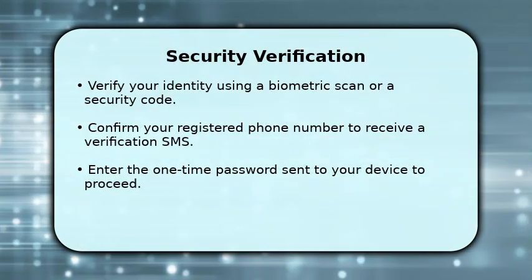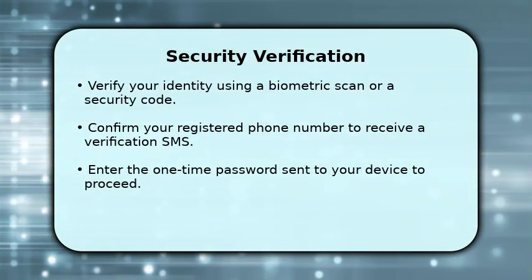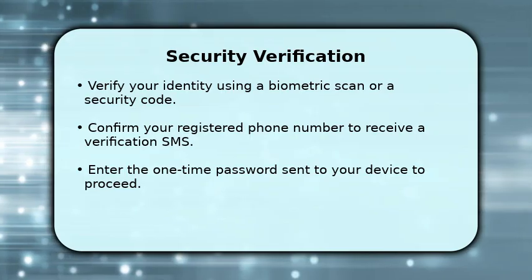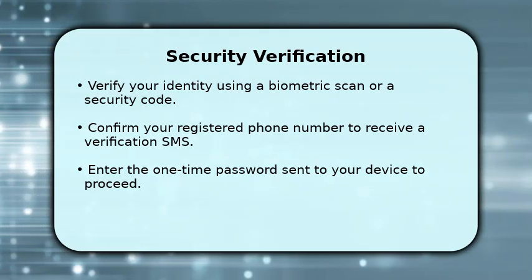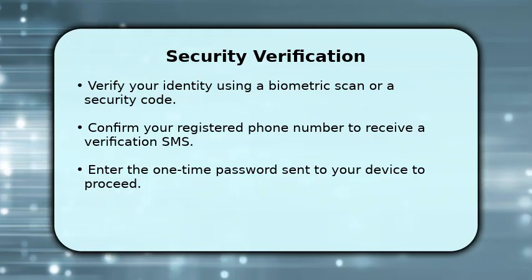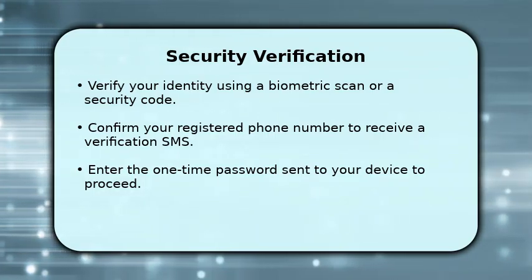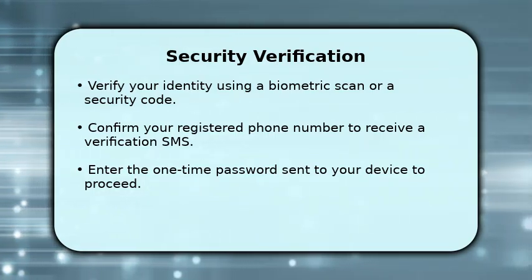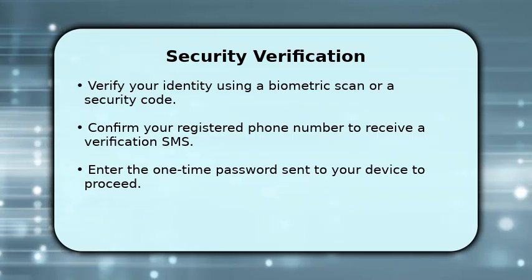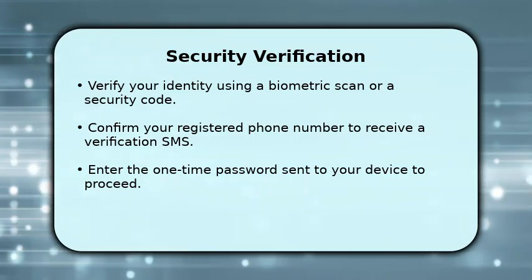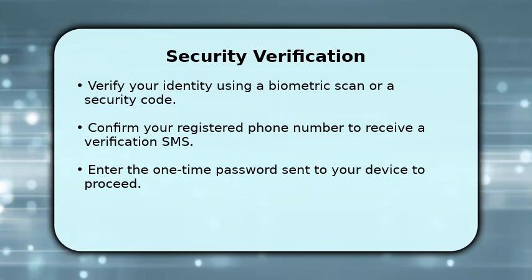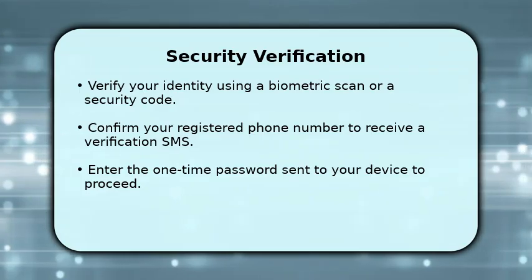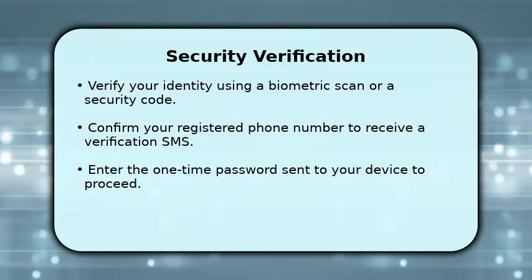After entering your login credentials, crypto.com will initiate security verification. This often includes a biometric scan, like a fingerprint or Face ID, if your phone supports it. Alternatively, you might receive a security code via SMS to your registered phone number. Carefully enter this one-time password into the app. This multi-layered approach ensures that only you can access your account, even from a new device, protecting your digital assets.